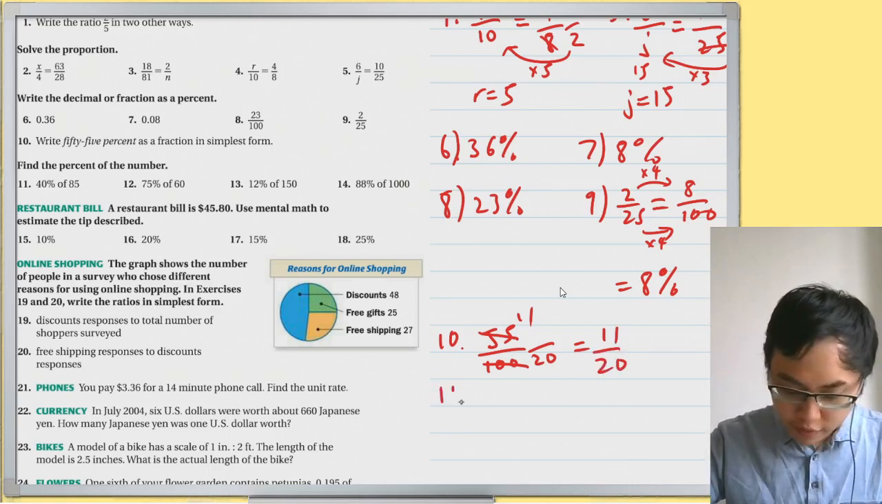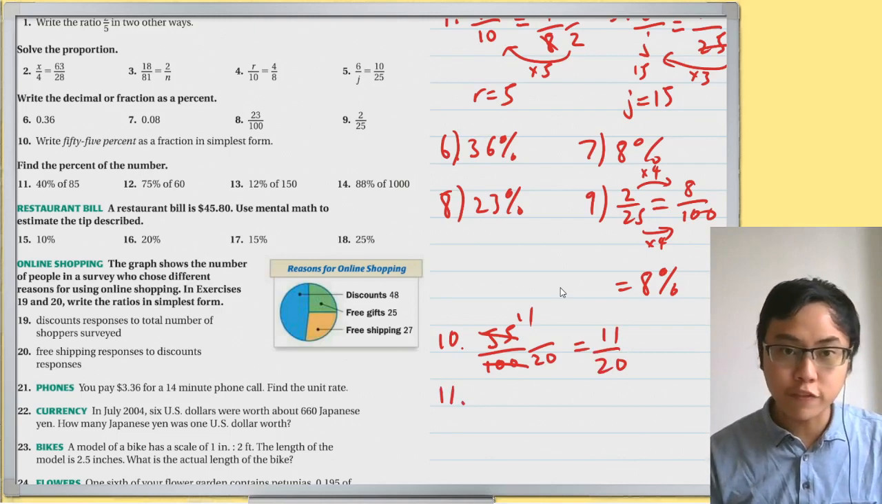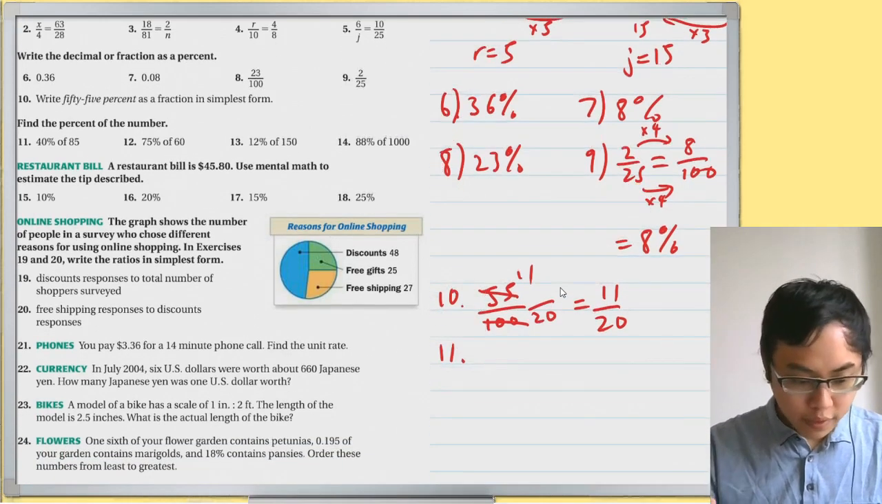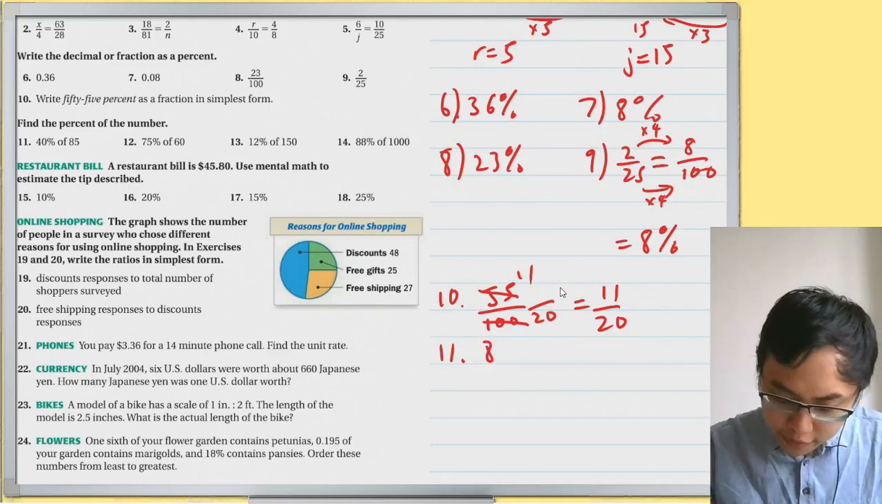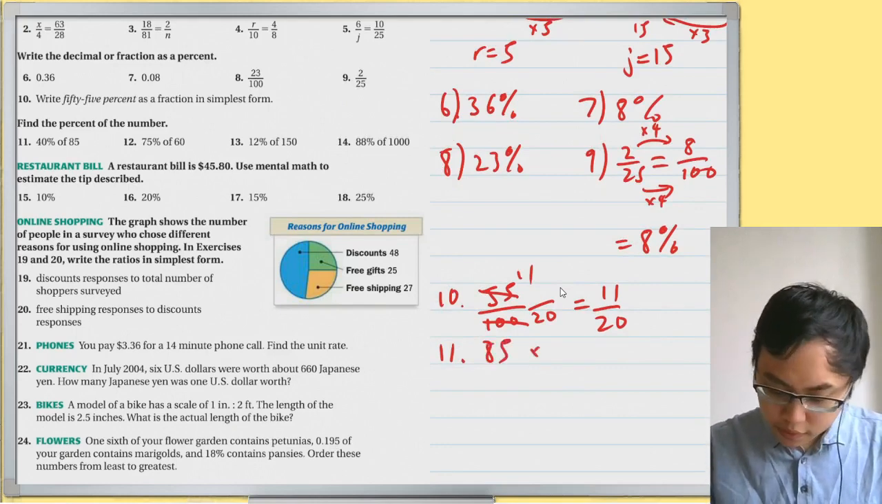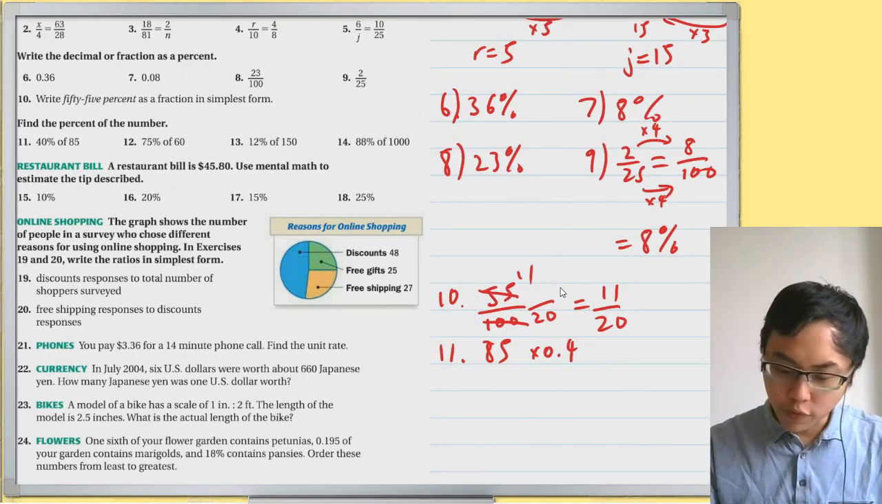Question 11. Find the percent of the number. So 40% of 85. So that's going to be 85 times 0.4. So first of all, how do we do this?